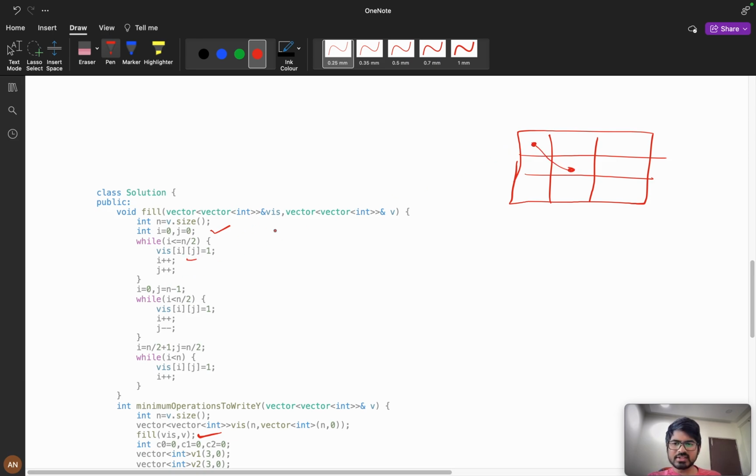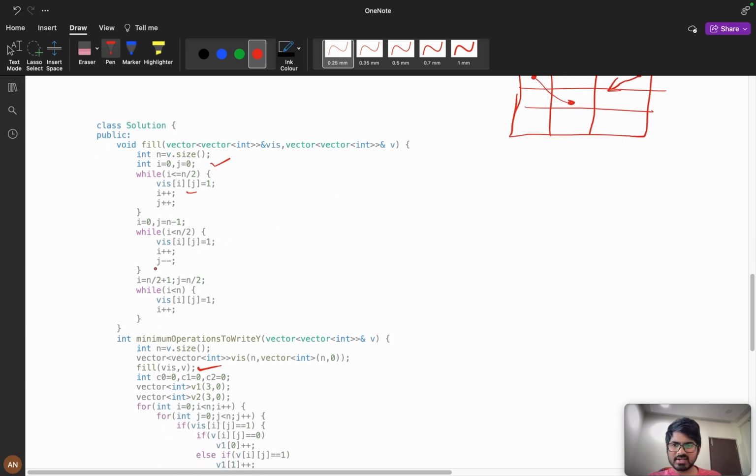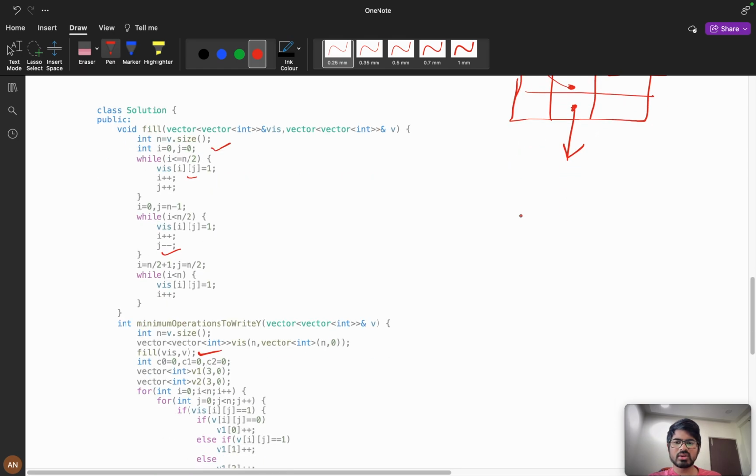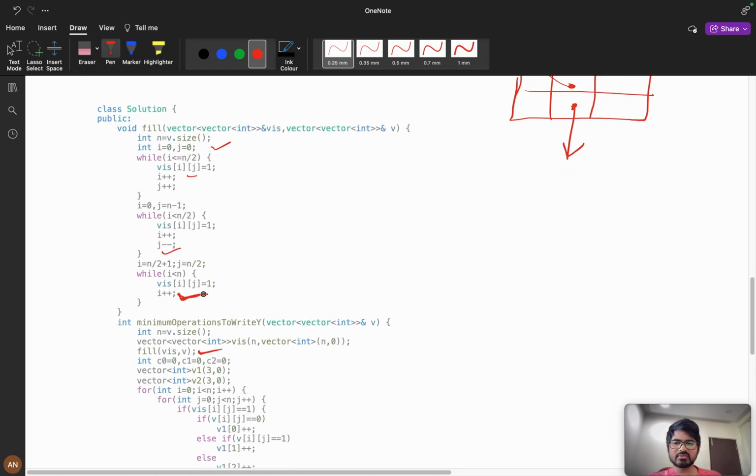In the same way, with i equals 0 and j equals n minus 1, I will be here and I will decrement j, coming down to this position. Similarly, i equals n by 2 plus 1, that means we are at this position, and we will go till the bottom, incrementing i. That means we are moving down the column. Try to think how exactly you can do that. Try to draw the grid and see what exactly we are doing.